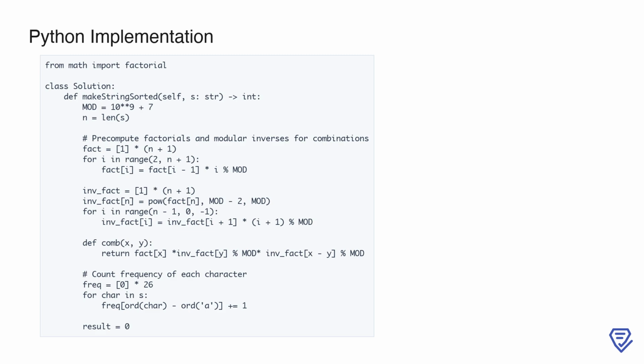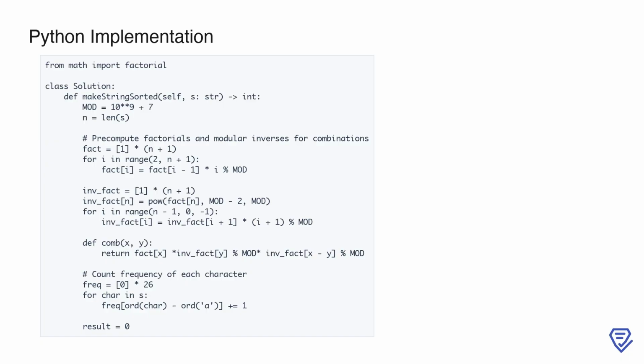Next, we determine the length of the string s and pre-compute the factorials up to n. This helps us calculate combinations efficiently later in the code. Using a loop, we iteratively compute the factorial for each number from 2 to n, storing the results in the fact array and taking results modulo mod at each step.